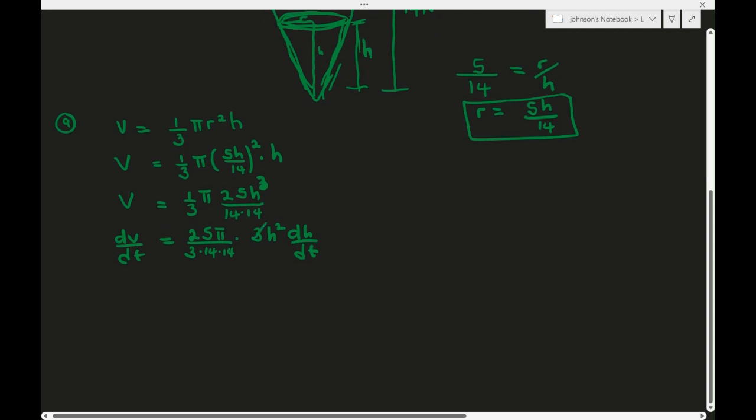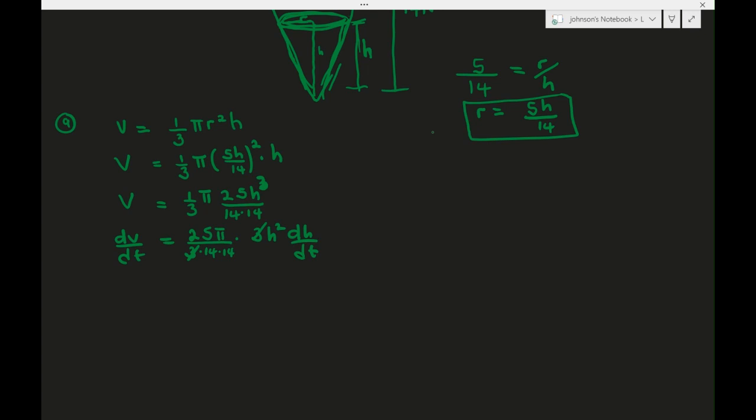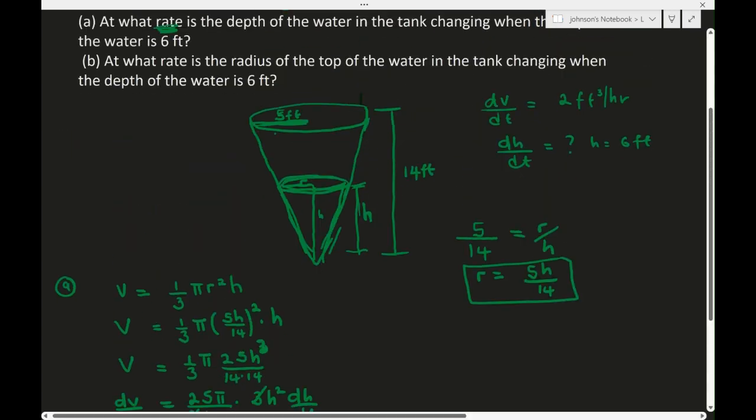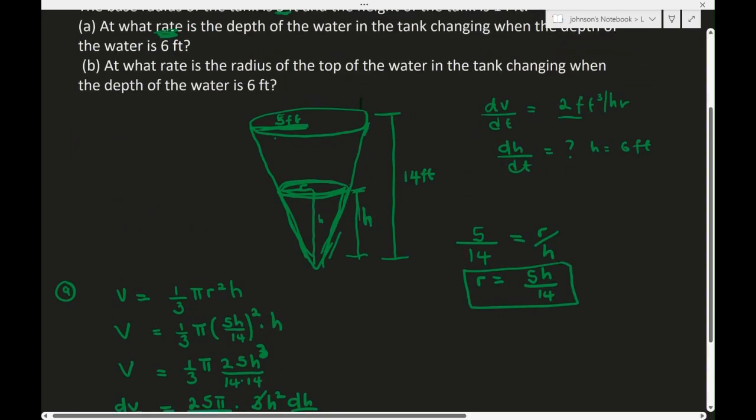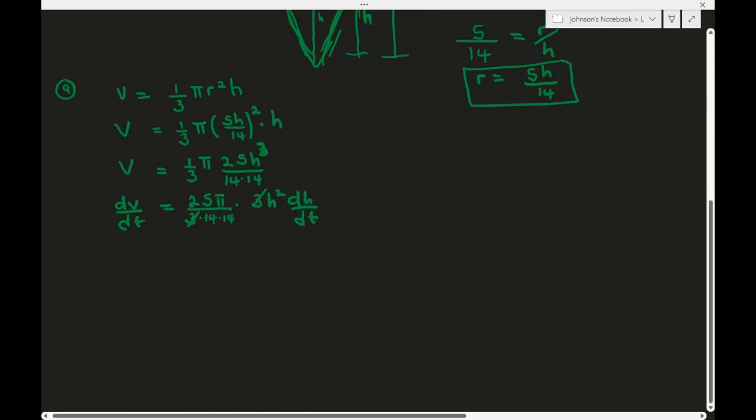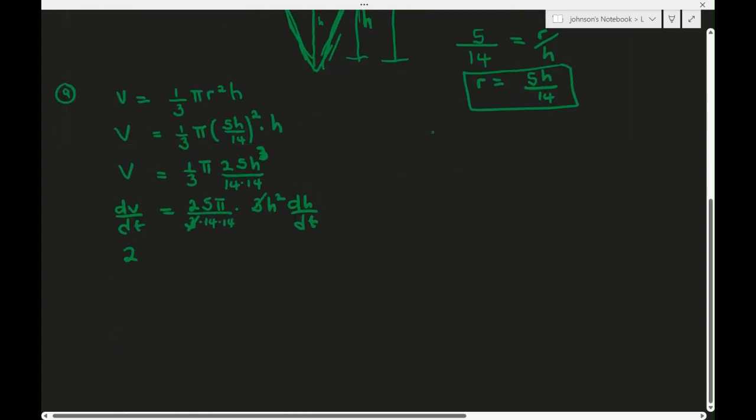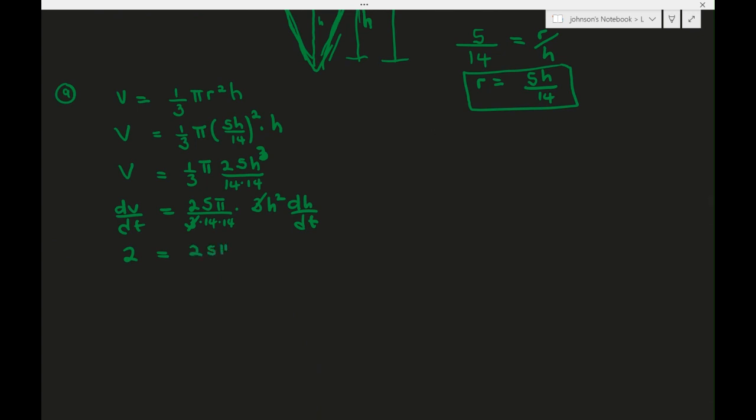So you see that this 3 will cancel this 3. But we know what dV/dt is from here. The dV/dt is 2. So here becomes 2. And here is 25 pi over 14 by 14 times h squared.